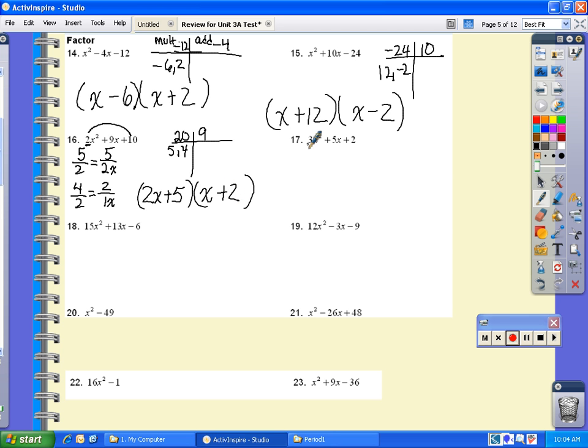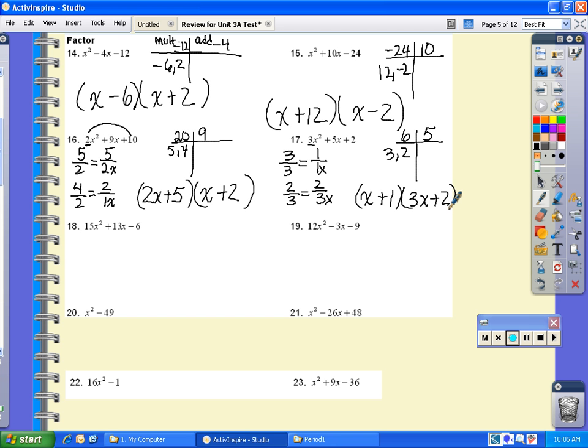Same thing for number 17. I have a coefficient of x squared, so therefore I'm looking for two numbers that when I multiply I get 3 times 2, which is 6, and when I add I get 5. Those two numbers are 3 and 2. So I'm going to now take that 3 and 2 and put them both over the a value and simplify. 3 over 3 simplifies to 1 over 1. 2 over 3 stays 2 over 3, and the bottom number gets the x. And now I'm going to write my two binomials, which is x plus 1 and 3x plus 2.